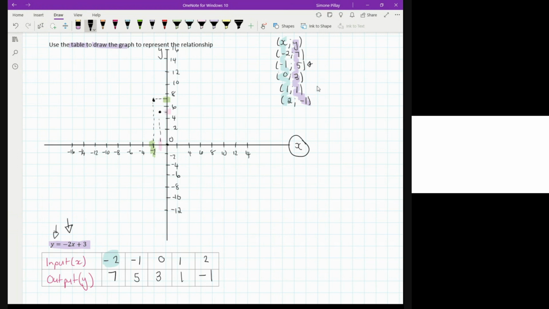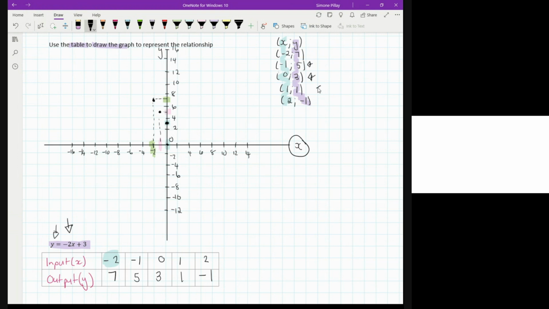Then we're looking at our next coordinate. We're now looking at 0 on my x-axis. 0 is going to take me right here in the middle. And I'm looking for +3. +3 is going to be right in the middle here. Do you see that? Yes. So my point is going to be here.